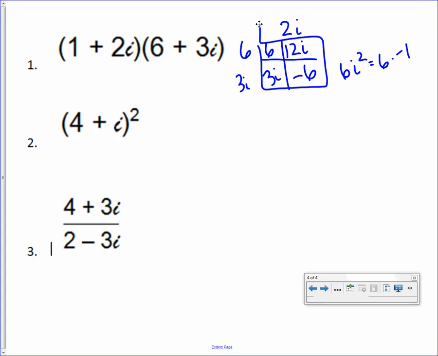And then you're going to add your like terms. These are the two real terms. 6 plus -6 is 0. And then here are the imaginary terms. 12i plus 3i is 15i. So the product there is 15i.